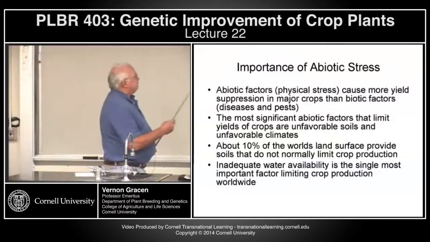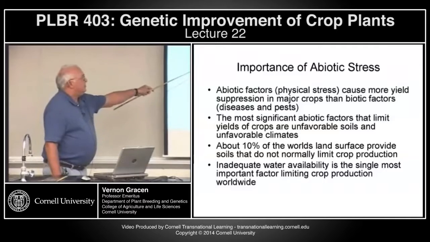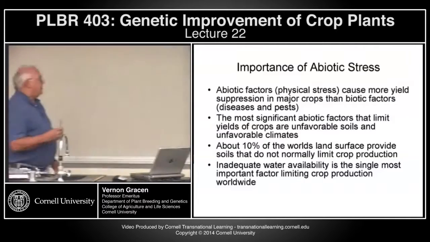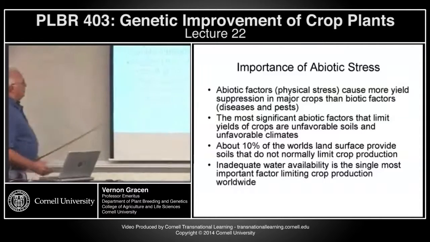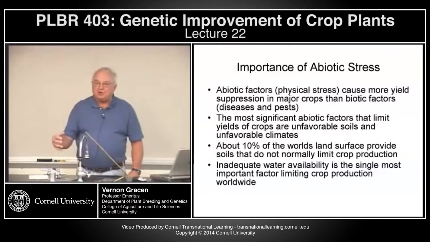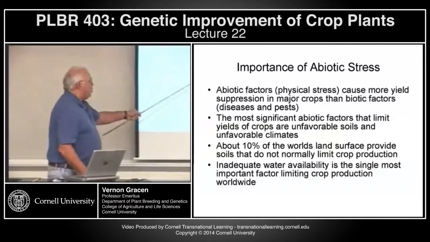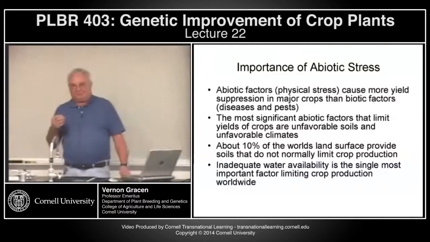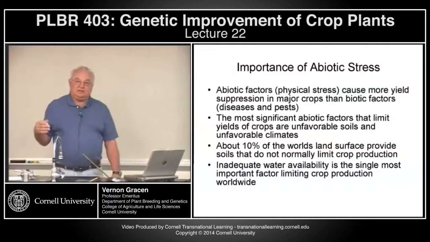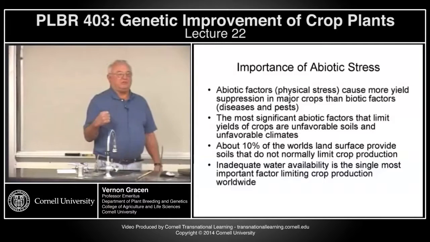The most significant factors are either climate or soils that are not favorable for crop production. Only 10% of the world's surface actually provides soils that are arable and normally do not limit crop production. And water availability, or lack thereof, is the single most important factor that we're going to face.